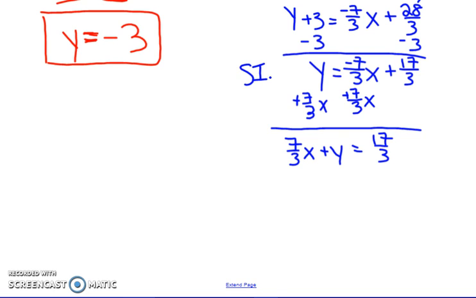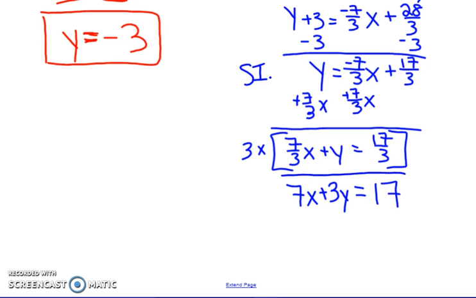Now, although we're in standard form, we cannot have any fractions, so I am going to distribute on steroids again. Our a value is positive, so we don't have to multiply by a negative. Our denominator for both our fractions is 3, so I'm going to multiply by 3 on both sides. 3 times 7 is 21, divided by 3 gives me 7x. 3 times a positive y gives me positive 3y. 3 times 17 gives me 51, divided by 3 gives me 17. We have no fractions and a is not negative, so we are in our standard form.